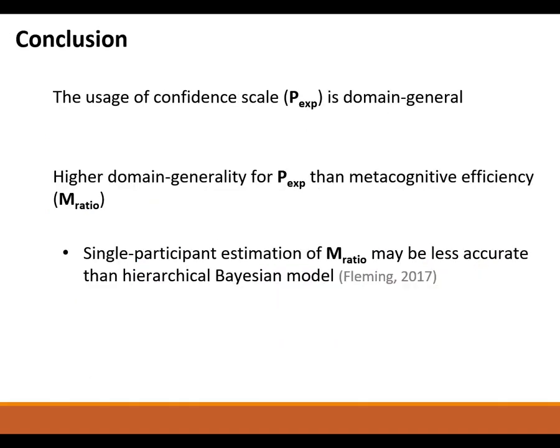So here is the conclusion. We found that the usage of confidence scale represented by the value of Pexp is domain general. We also found a higher domain generality for Pexp than the domain generality for metacognitive efficiency represented by the value of M ratio. However, we should be cautious about this result, because here we use the single participant estimation of M ratio to represent the metacognitive efficiency for each participant. Although single participant estimation is more suitable for meta-analysis, it may be less accurate than the results from the hierarchical Bayesian model, which is indicated by the paper for the HMeta-d package.